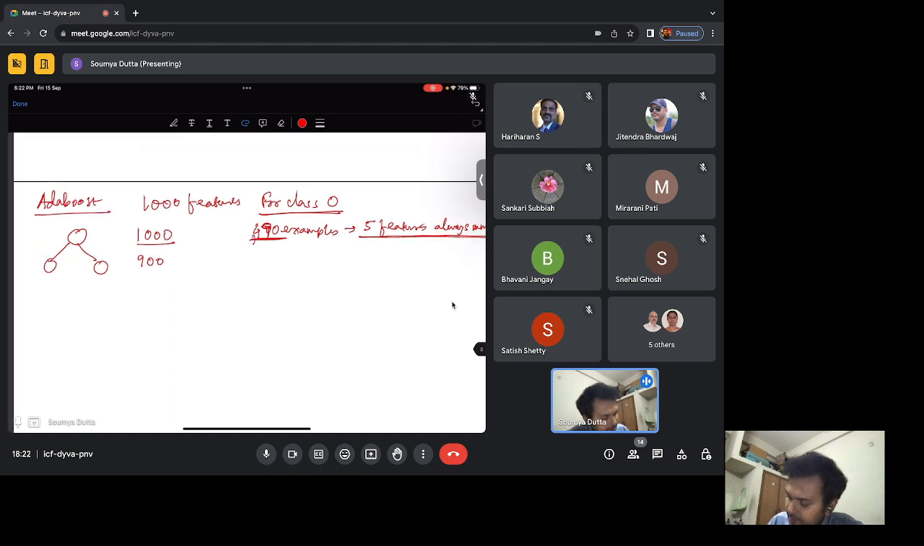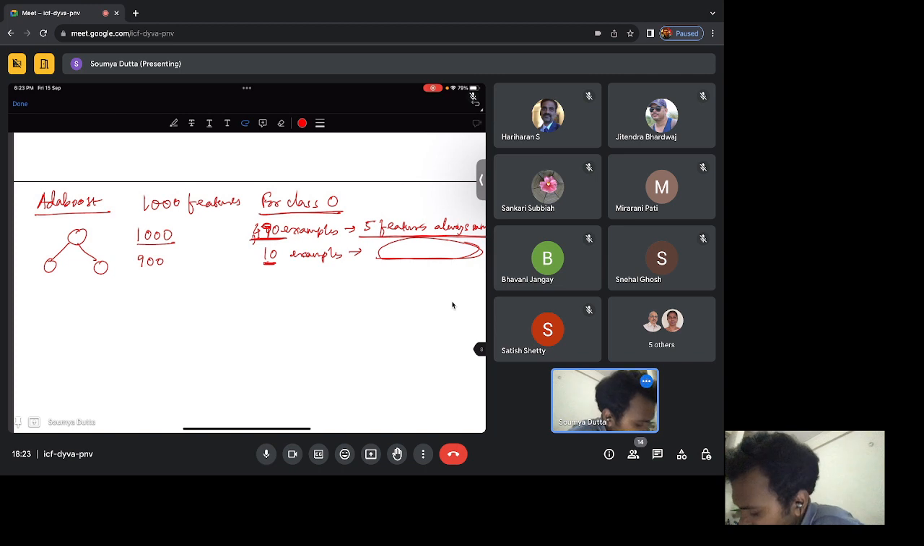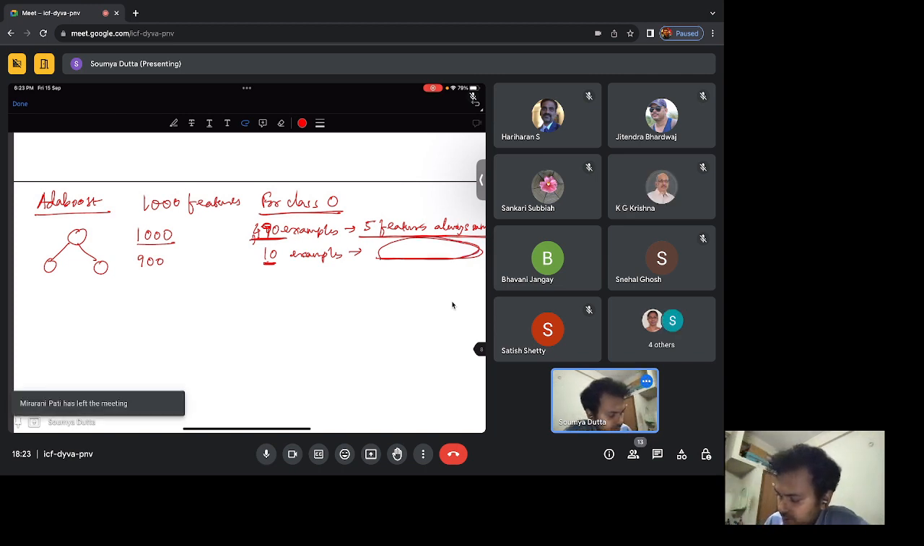You have 10 examples where these 5 features have different values. So with respect to class 0, these 10 examples you can consider as outliers, because they are very different from the 490 other examples, right? Now, is the problem setting clear till now?